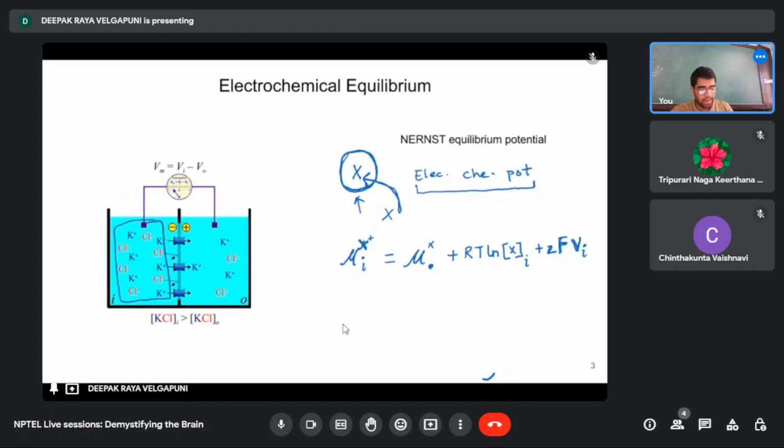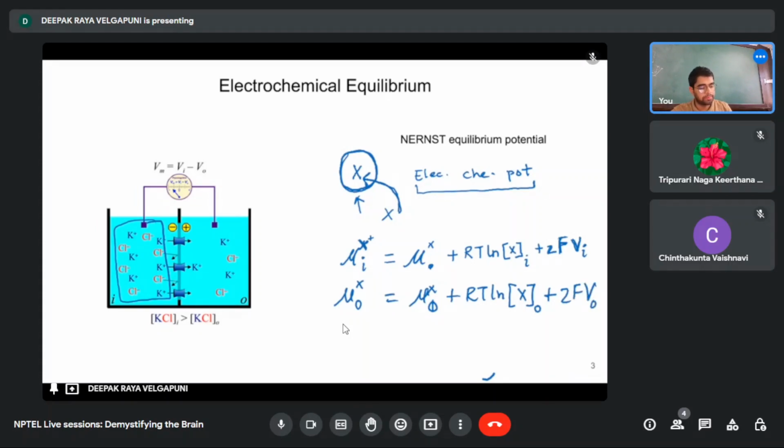It is Vi. And similarly, on the O side we can consider there is a potential of X at out. And there is a standard potential of the same species plus RT ln, where ln is the natural log.